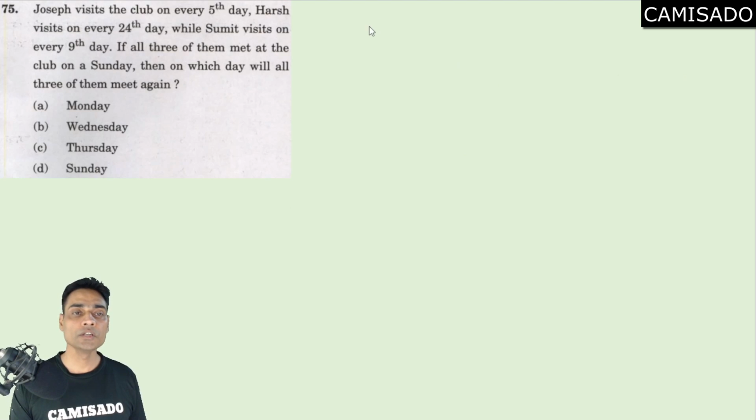Now next, Joseph visits the club on every 5th day, Harsh visits on every 24th day, while Sumit visits on every 9th day. If all three of them met at the club on a Sunday, then on which day will all three of them meet again? In this particular case, days are discussed. On the 5th day, 24th day and 9th day they go to the club, and on some particular day, a Sunday, these three meet together. So we have to take out the LCM of 5, 9 and 24. The LCM of 5, 9 and 24 comes out to be 360.